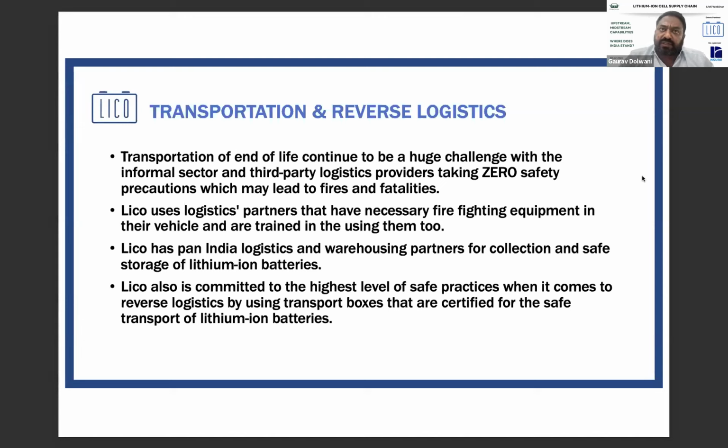Because of course there's a cost attached to it. And if we're going to look at only what is the cheapest cost and moving it by third-party logistics, we are always going to compromise on safety. So we use logistics partners that have necessary firefighting equipment in their vehicles, and the drivers are trained to use them too. We also have pan-India logistics and warehousing partners for collection and safe storage of lithium-ion batteries. We are committed to the highest level of safe practices when it comes to reverse logistics by using transport boxes that are certified for safe transport of lithium-ion batteries.